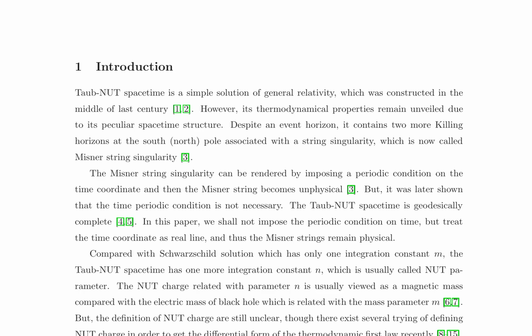viewed as a magnetic mass in contrast to the electric mass associated with m. However, the definition of nut charge remains unclear, and previous attempts have introduced additional conserved charges or treated m as the total mass, which can be negative.